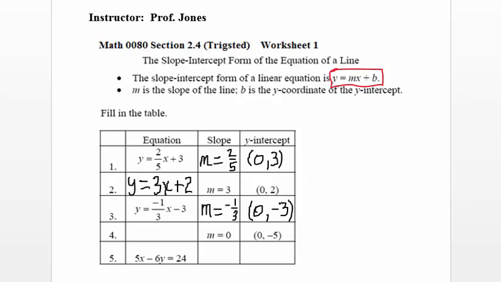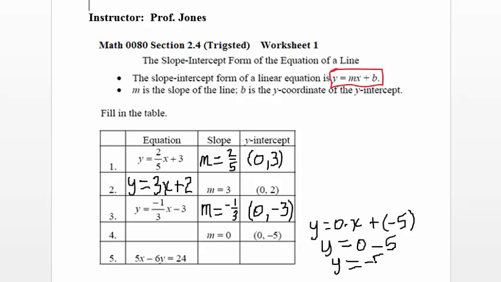All right, now in number 4, I have a slope of 0 and a y-intercept of negative 5. So that tells me y is 0 times x plus a negative 5. That's y equals mx plus b. But 0 times x is simply 0. 0 times any number always gives me 0. And notice how this simplifies to y equals negative 5. So that's the equation of the line.